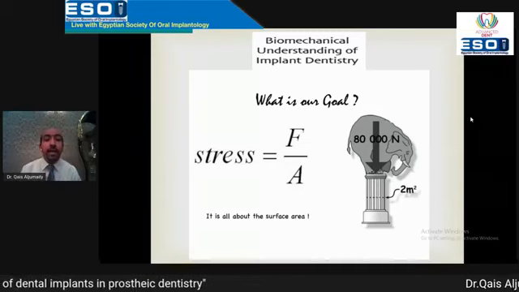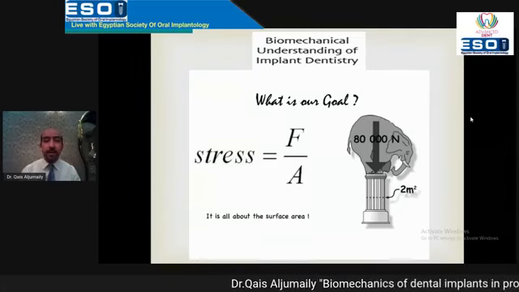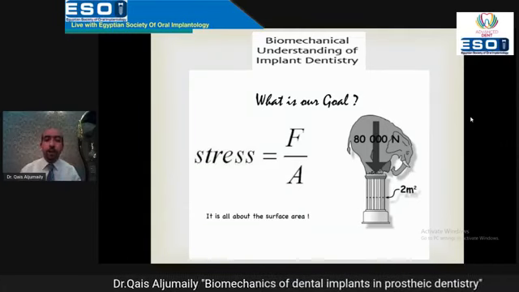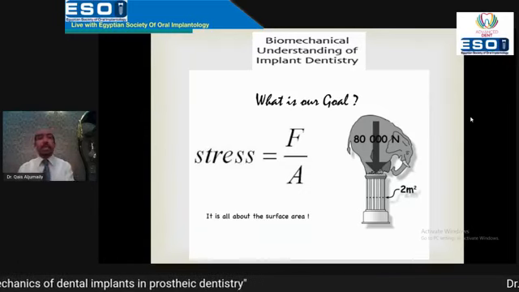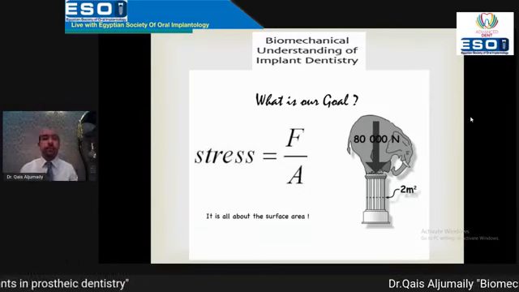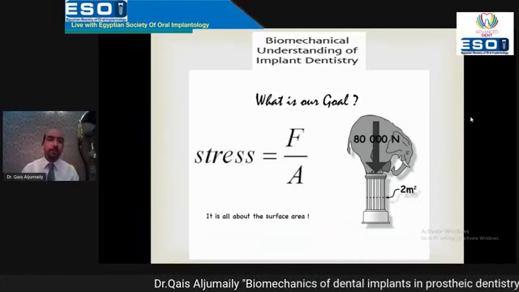How to increase the surface area to decrease the stress. I try to use a large implant, wide implant, long implant, too many, increasing the number of the implants. By this way I'm increasing the surface area that will receive the force.